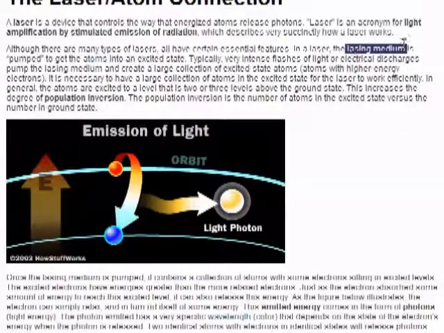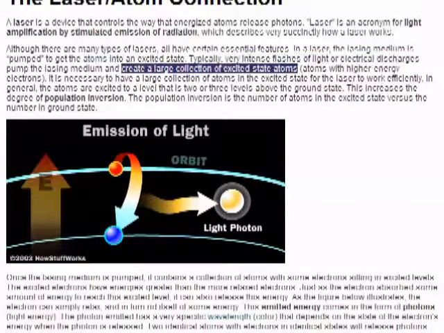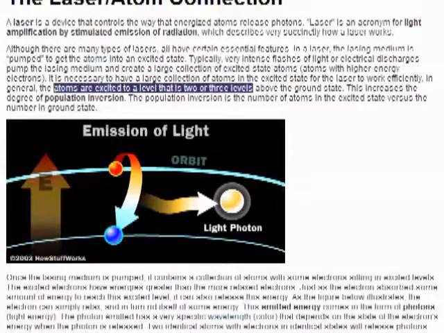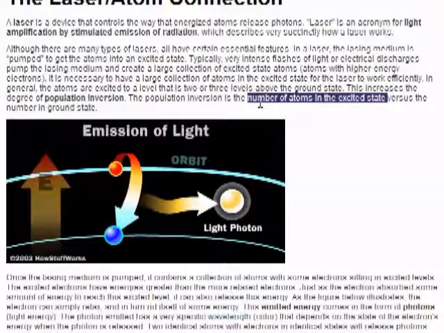So in a laser, you've got this lasing medium, which is usually a gas, I think, of some kind of phosphorescent type of material. And very intense flashes of light or electrical discharges pump the lasing medium and create a large collection of excited state atoms. So this is the stimulation part. The atoms are excited to a level that is 2 or 3 levels above the ground state, and you get this condition that's known as population inversion, which means there's actually more atoms in the excited state than there is in the ground state.